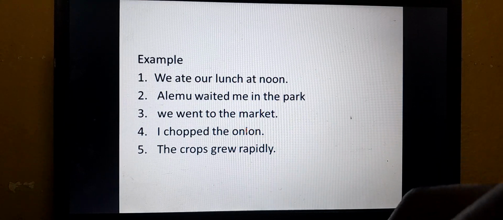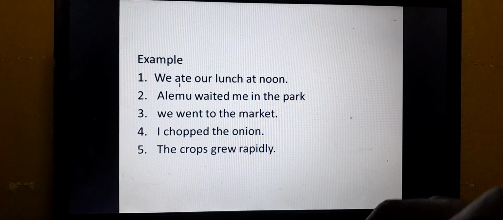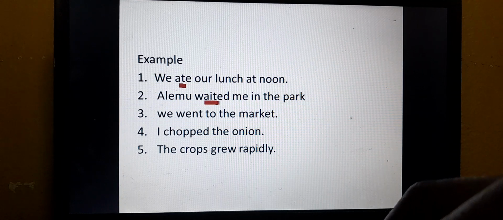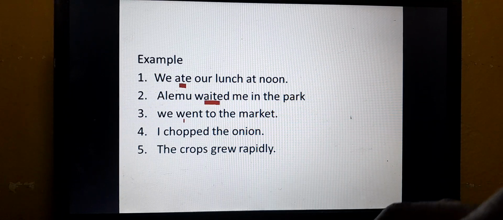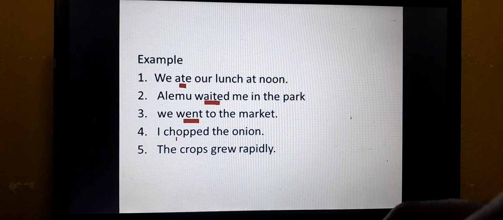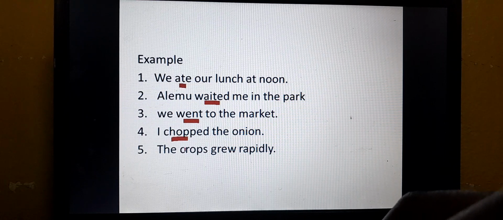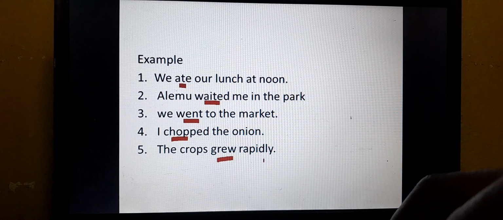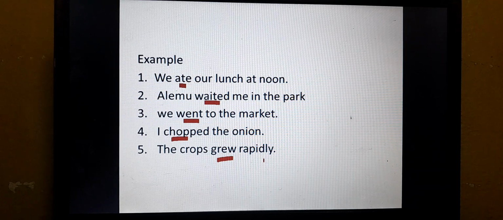Examples. We ate our lunch at noon. Alemu waited for me in the park. We went to the market. I chopped the onion. And the crops grew rapidly. So these are some example sentences, from number 1 up to number 5, related to simple past.